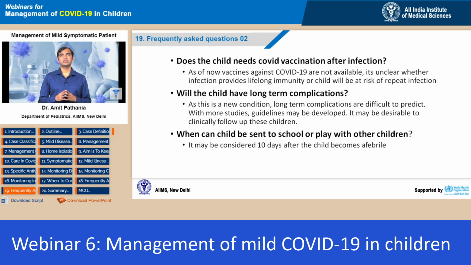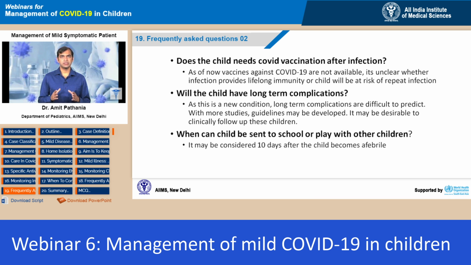When can the child be sent to school or play with other children? The answer is, after 14 days of onset of symptoms, the child becomes non-infectious and can be sent to school or play in a group, provided that at both places physical distancing norms are followed, if the schools have been allowed to open up.